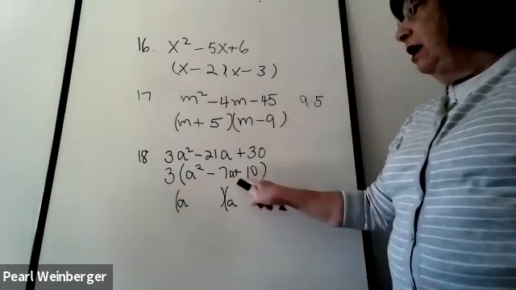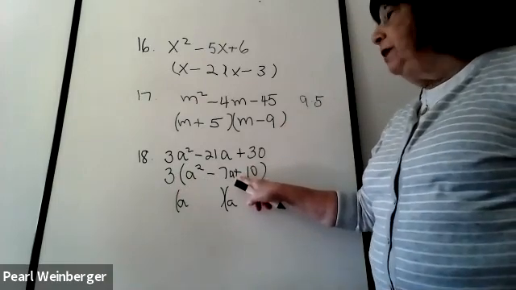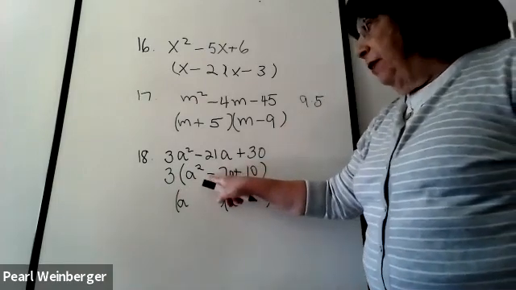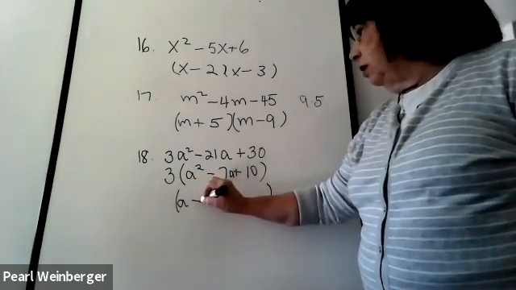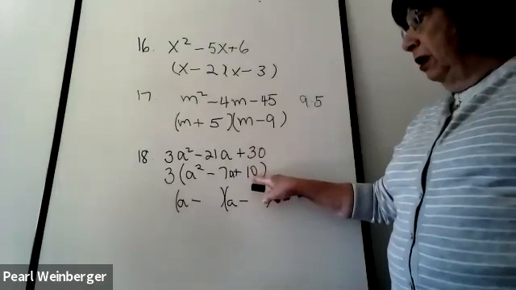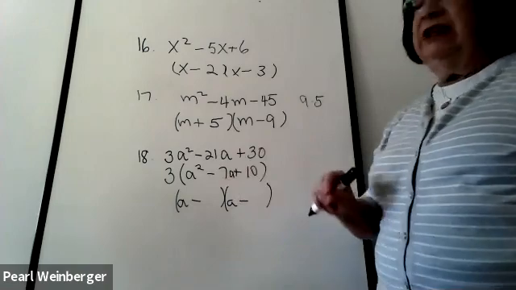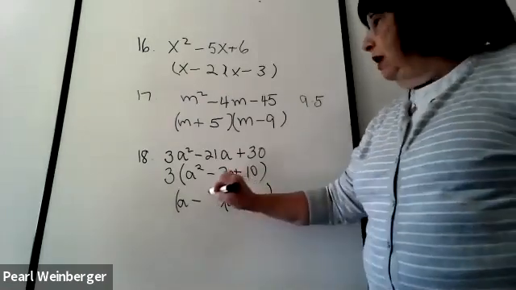Again, I look at my signs. My last sign is positive. That means both signs have to be the same. They both have to be the minus. And we're now looking for two numbers that multiply to 10. And when we add them, they give us 7, and that's obviously 2 and 5.